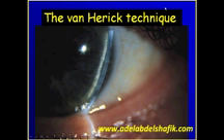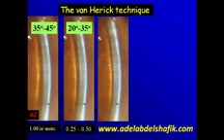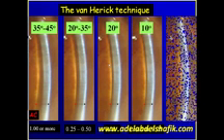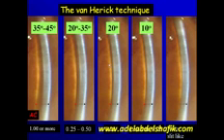This is the Van Herick technique to compare the depth of the AC with that of the cornea. And he got this classification. If it's the same or higher than the thickness of the cornea, this is most probably a wide open angle. If it's between half and 1/4, if it's less than 1/4, and if it's a slit.